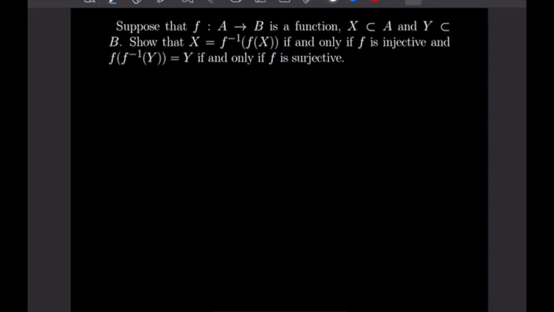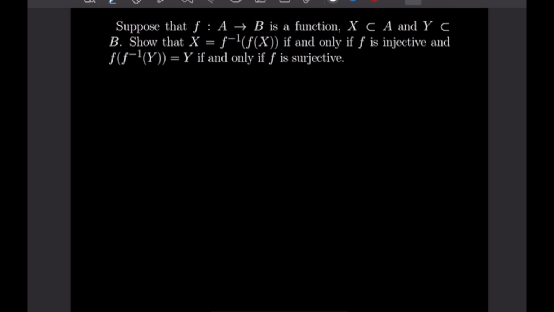So for this proof, we have two if and only if statements, which means we need to prove the forward and reverse directions on both of these, which will give us a total of 4 proofs. So let me go ahead and read the statements. So we're going to suppose that f is a function from A to B, and we have X is a subset of A and Y is a subset of B. So from here, I'm going to be using the terminology of image and preimage, as we have learned from lecture video 19 in this series.